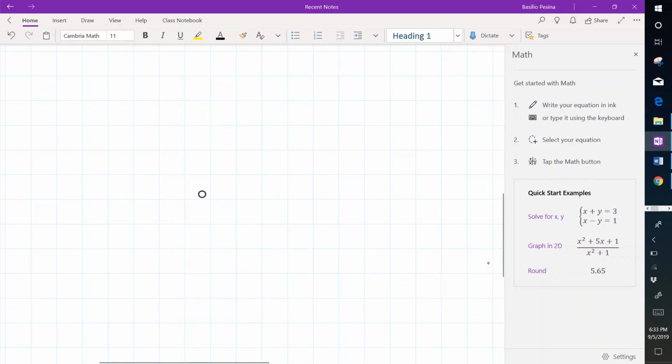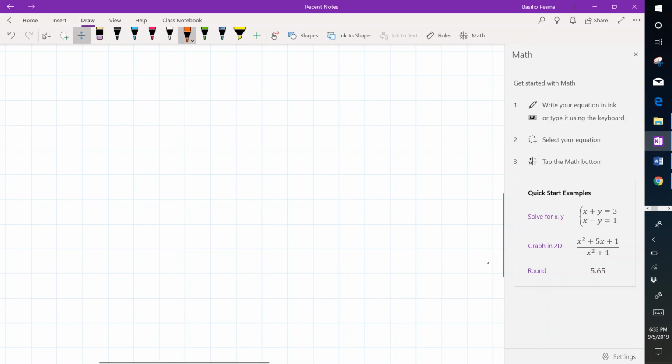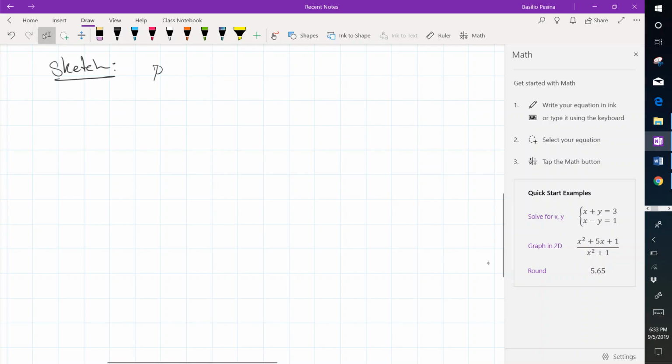Okay, the next thing that I want to go ahead and do is cover how to sketch. In order to learn how to sketch a polynomial, we have to know that this polynomial function will have an x to a certain degree.